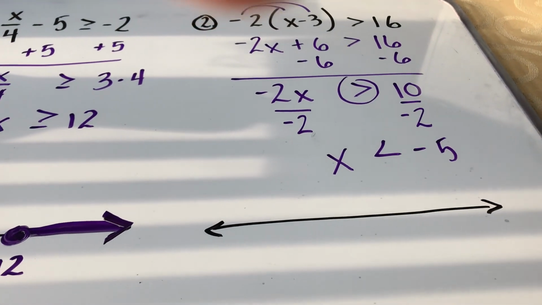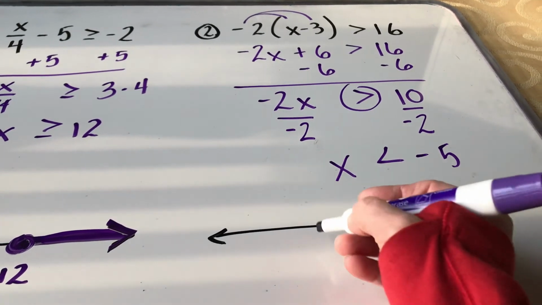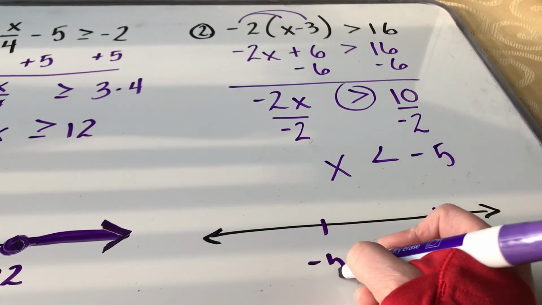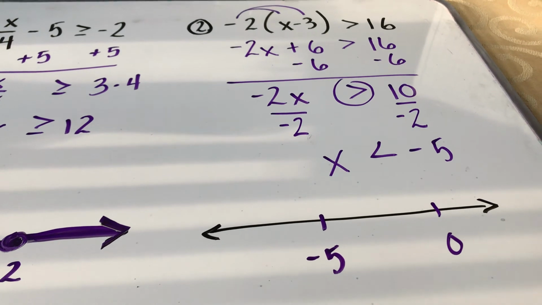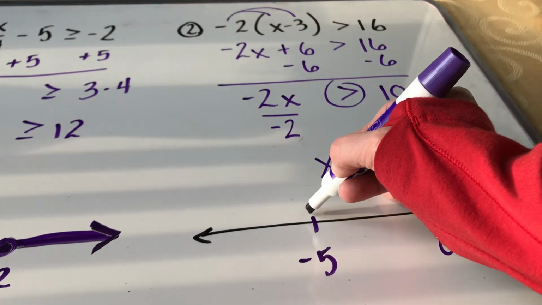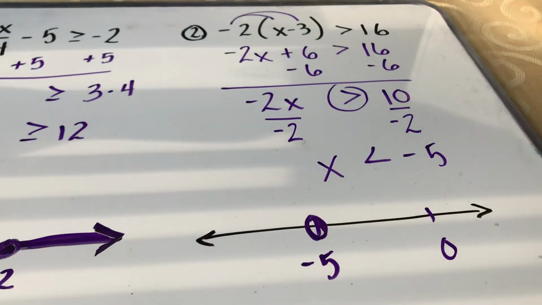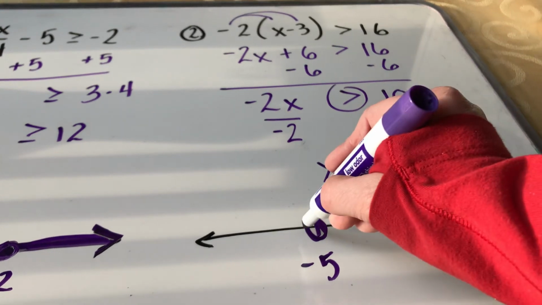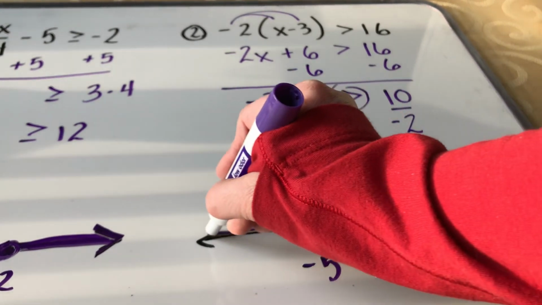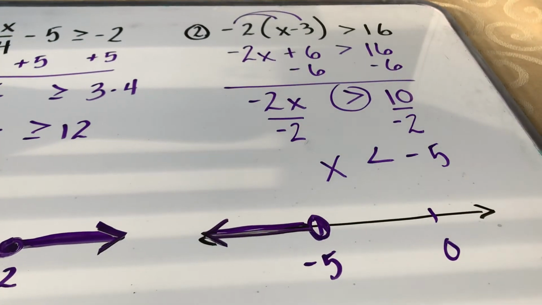Going to my number line, again I'm going to put some key points on here. There's 0, and negative 5 would be over here. This one just says less than, so it does not include the negative 5. Since it's not included, I must leave an open circle here. The numbers less than negative 5 go this way, so all of these numbers would be solutions to that problem.